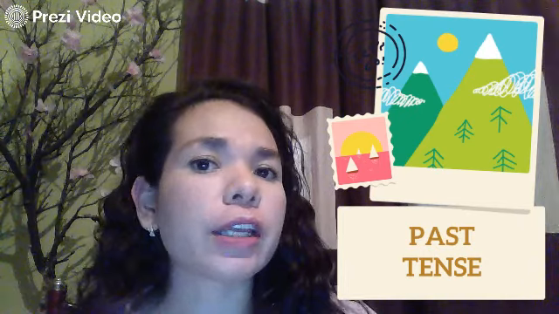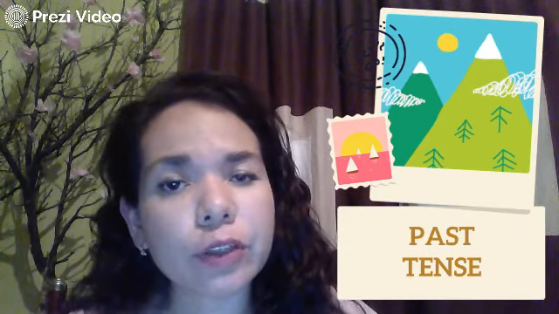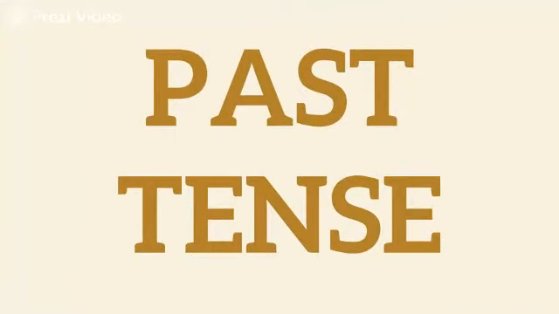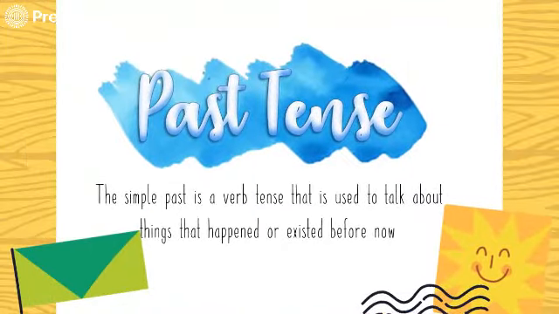I'm going to start with a new topic, which is past tense, or, as a lot of you know it, simple past. Now let's start to know what simple past is. Past tense, or simple past, is a verb tense that is used to talk about things that happened or existed before now.